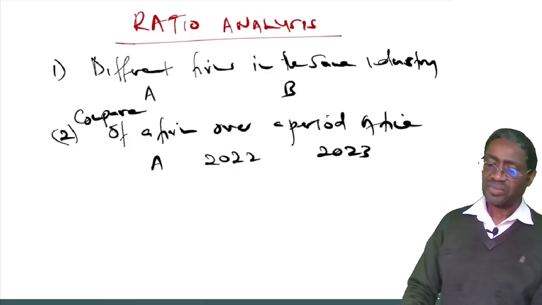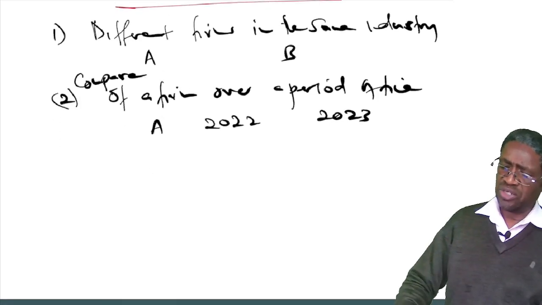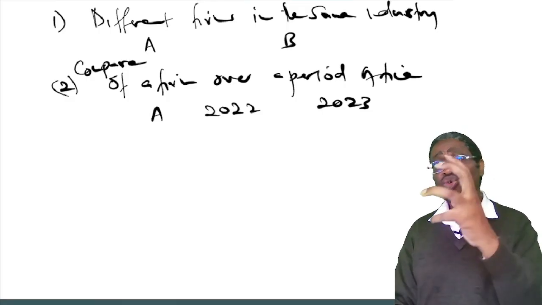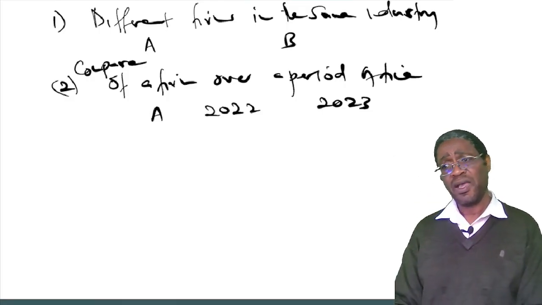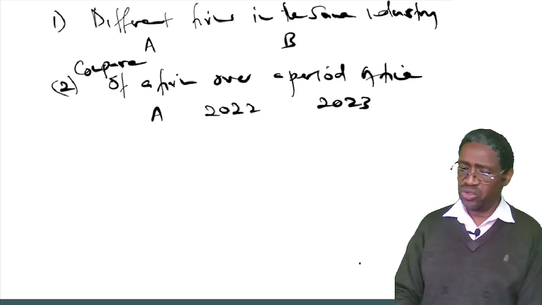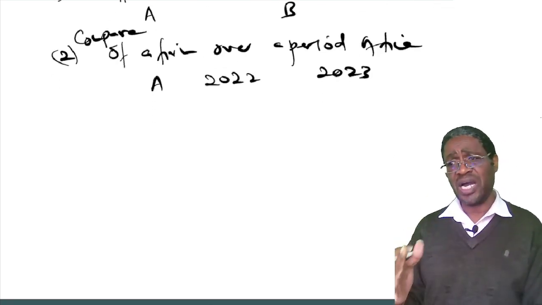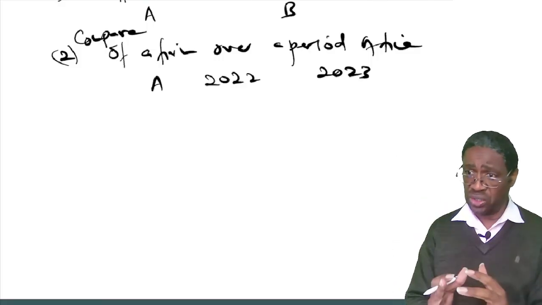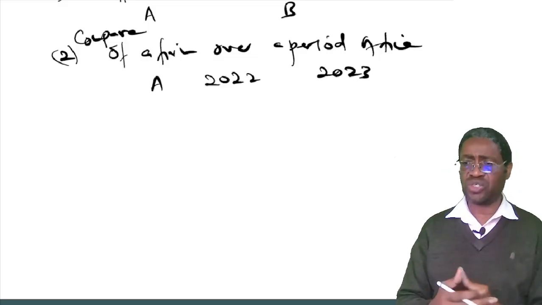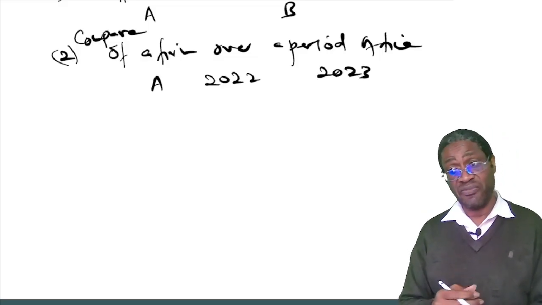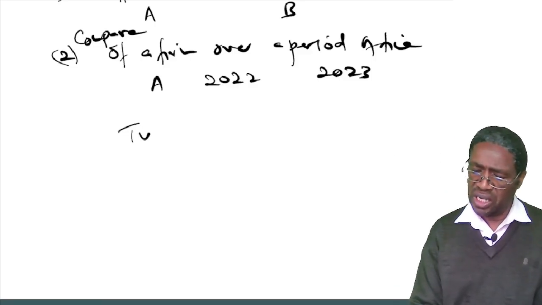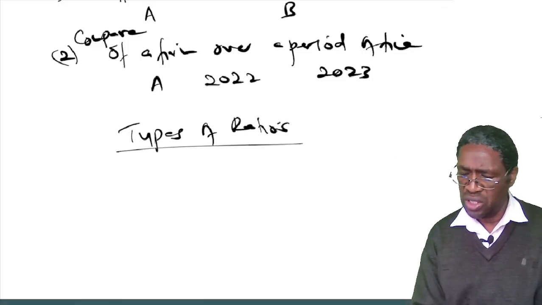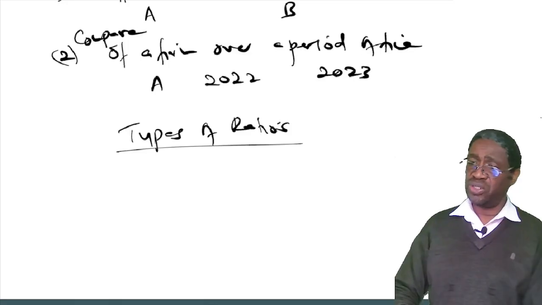Good. Having said that, now that you know the uses of ratios, we want to talk about how you calculate some of those ratios. But before we calculate the ratios, we also need to know that ratios are classified into different categories, and each category of ratios has its own purpose. So let's first discuss the types or categories of ratios.